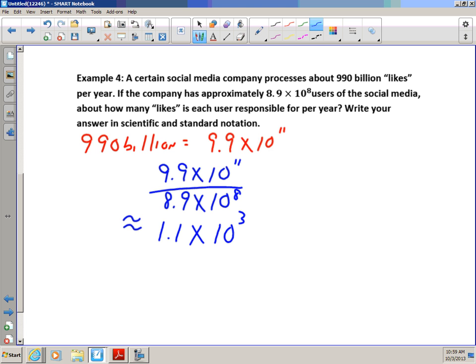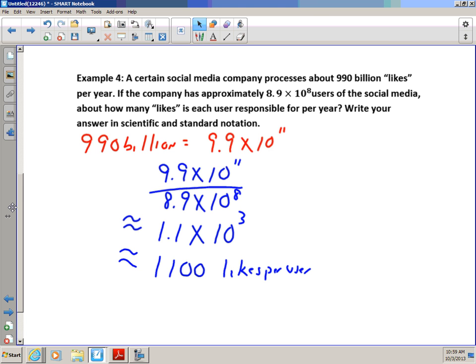Well, this is nice because it already is set up for us in scientific notation form. Now I want the answer in standard notation. I move the decimal 1 place to the right and add 2 zeros. Okay, so 1,100 likes per user.